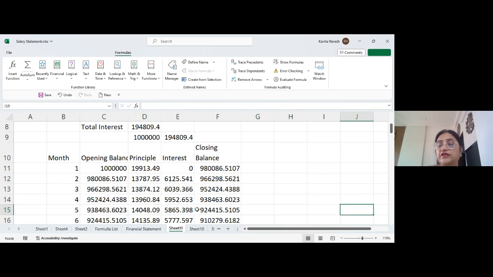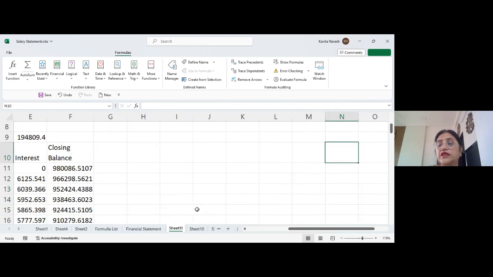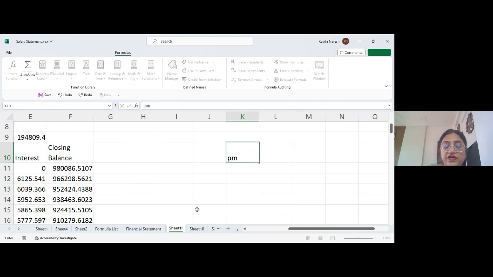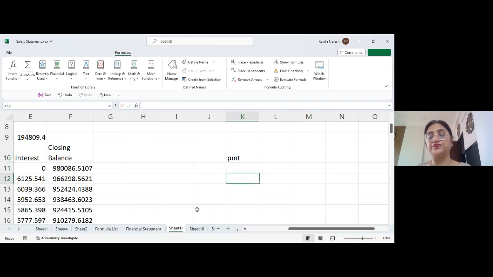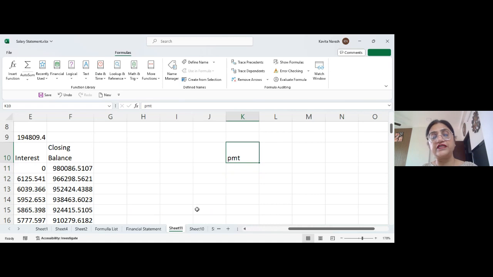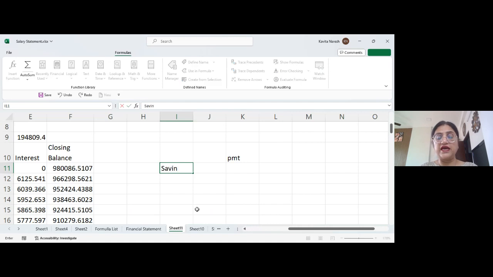Okay. Now one thing, PMT is again a very important function. Suppose every month I have savings of 10,000 rupees. Okay. 10,000 rupees.